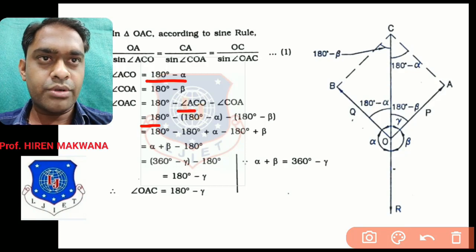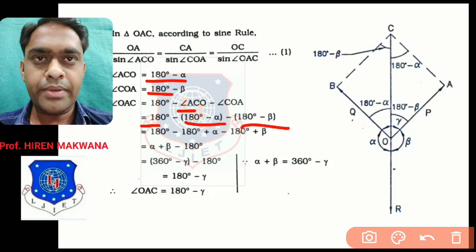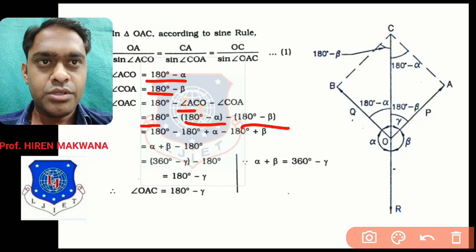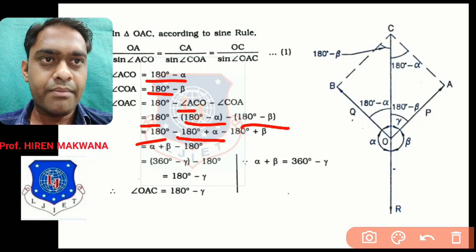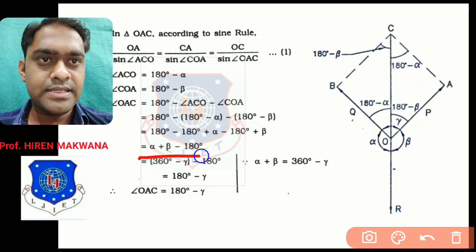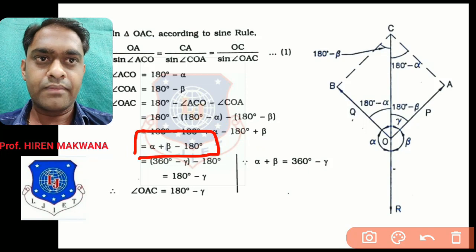So ACO is equal to 180 minus alpha. Replace over here. What is COA? 180 minus beta. Replace over here. Now remove the brackets. Change the sign. So 180 minus 180 plus alpha minus 180 plus beta. By doing simplification, you will get this answer: alpha plus beta minus 180.